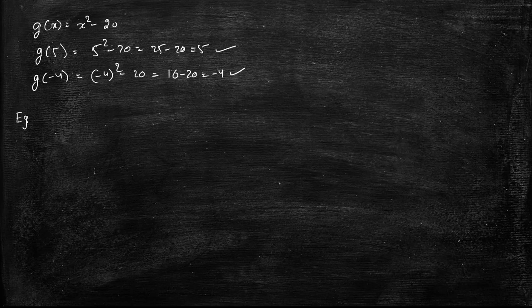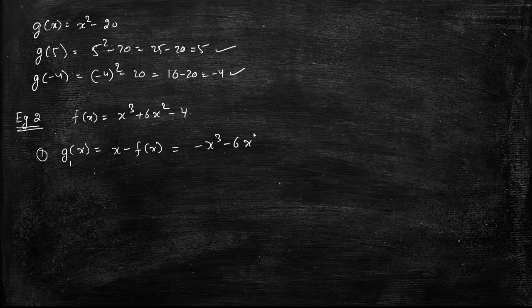So example number 2. Let us say f(x) is equal to x cube plus 6x square minus 4, and we have to find the root of this function f. So first we have to convert this to a fixed point iteration scheme. For that we have many methods. The first method is to define g1(x) as x minus f(x). So it will give us x minus f(x), which is equal to minus of x cube minus 6x square plus x plus 4. You can check that it is correct.